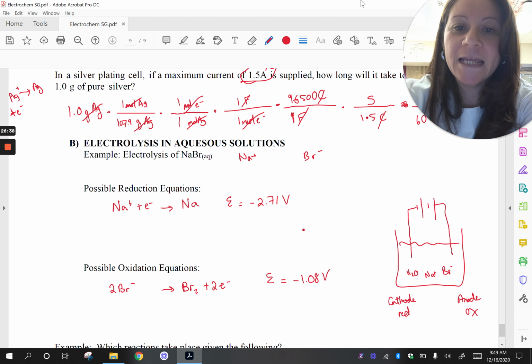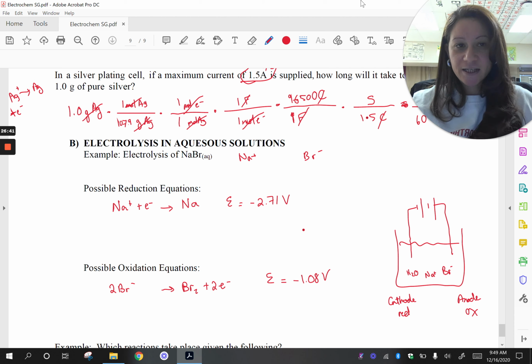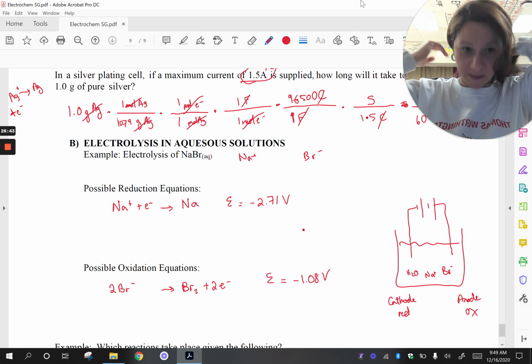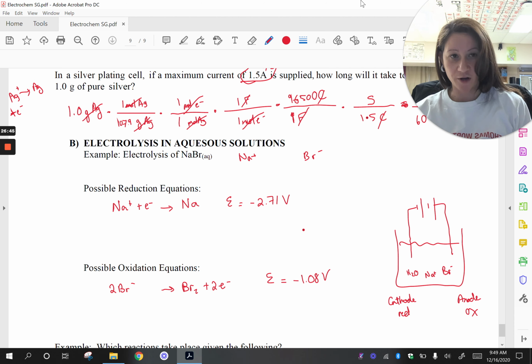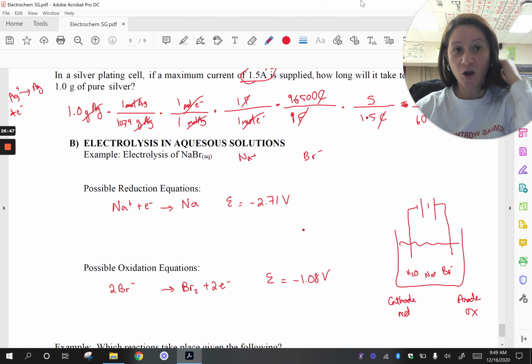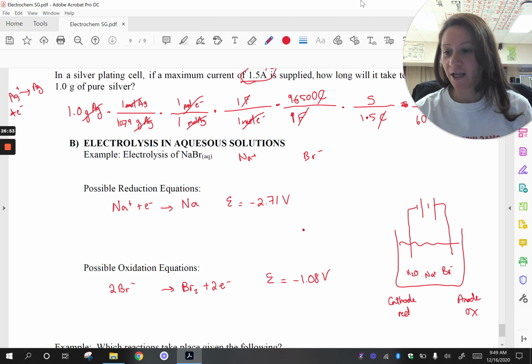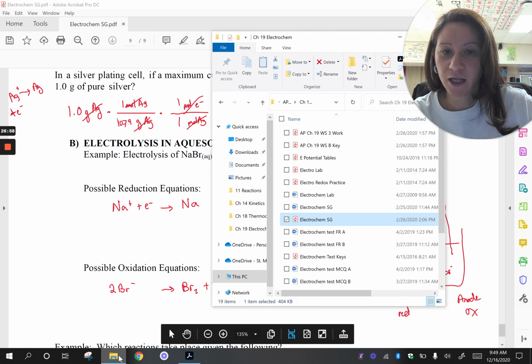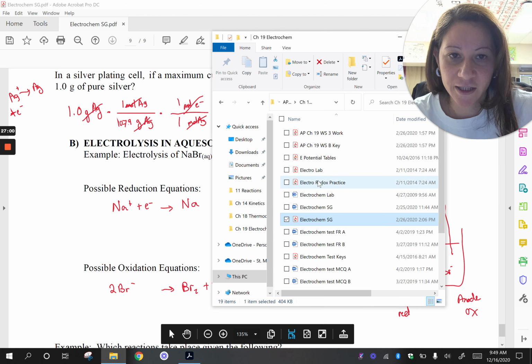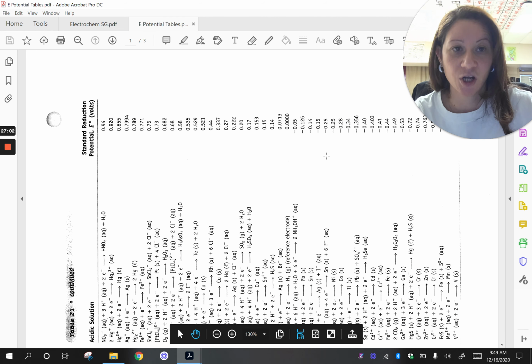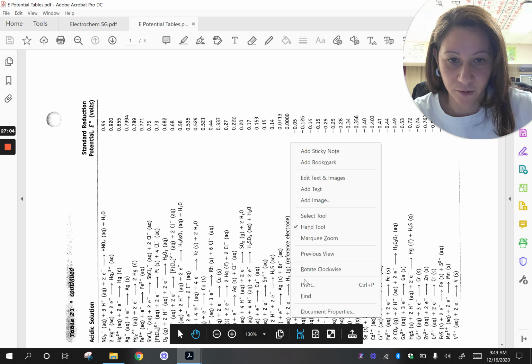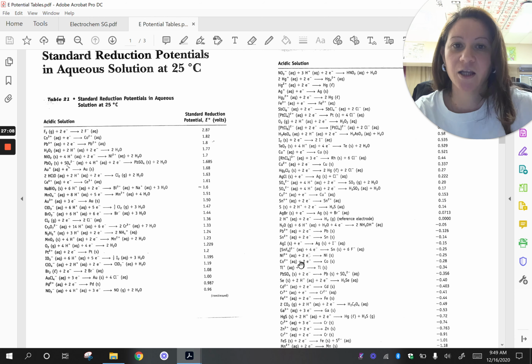Okay, now this is not just Na pluses and Br minuses, there's also water in there. So why not water undergo oxidation or reduction? Well, it can. So I want you to look at your table of reduction potentials and see if you can find the reduction and the oxidation of water. So pause the video and see if you can find them.